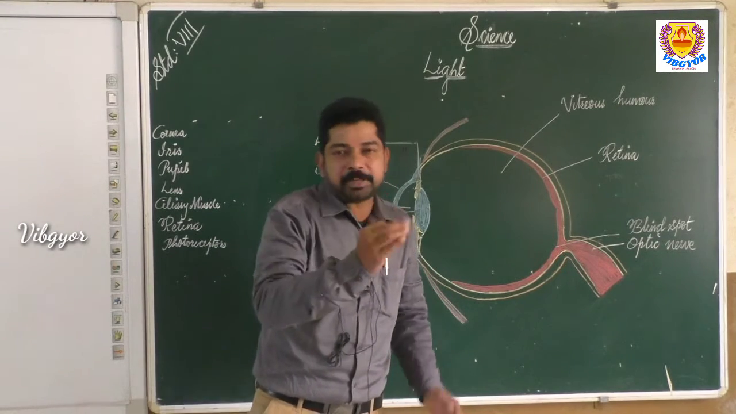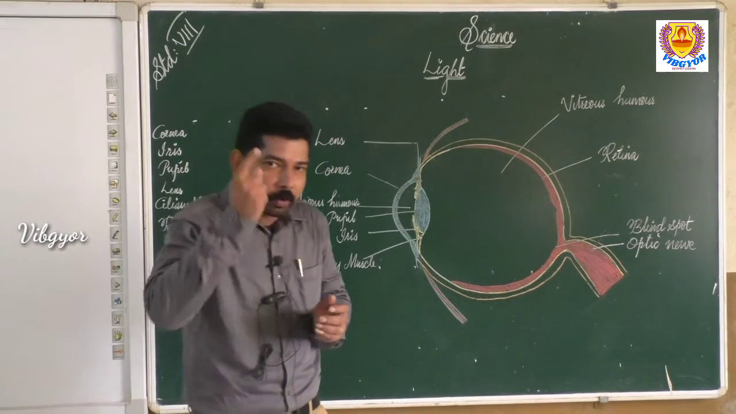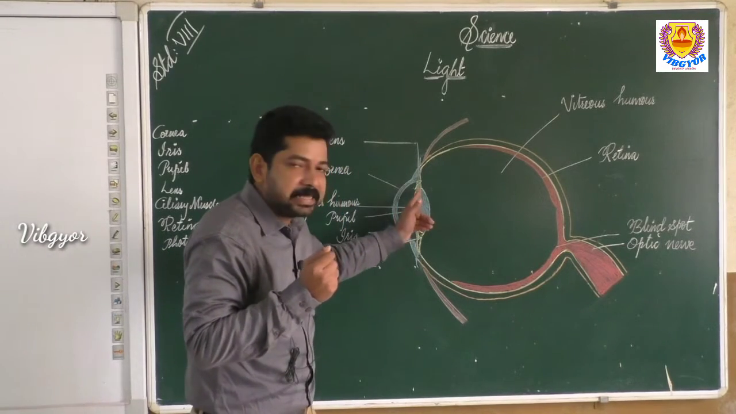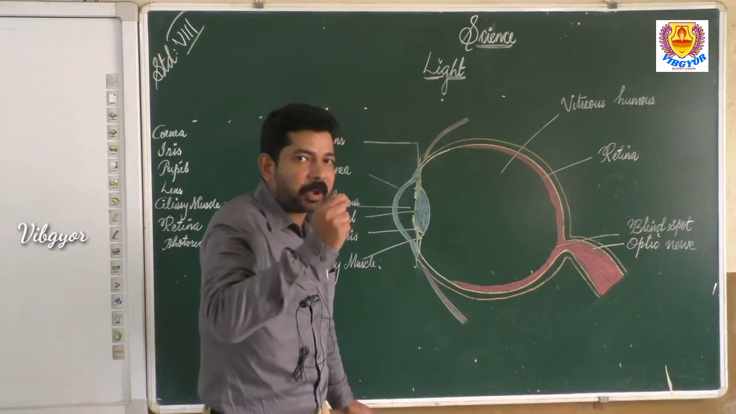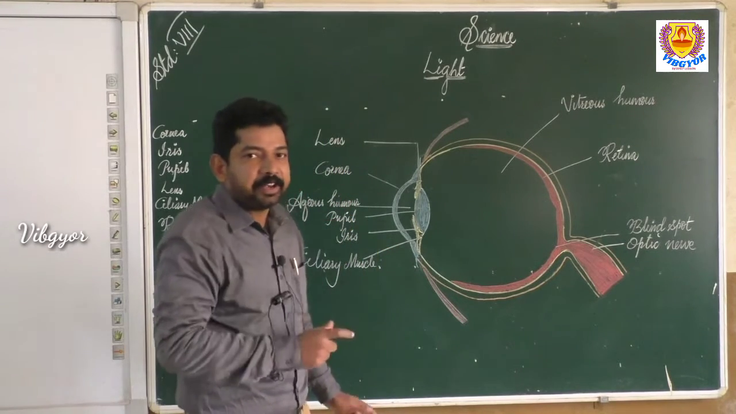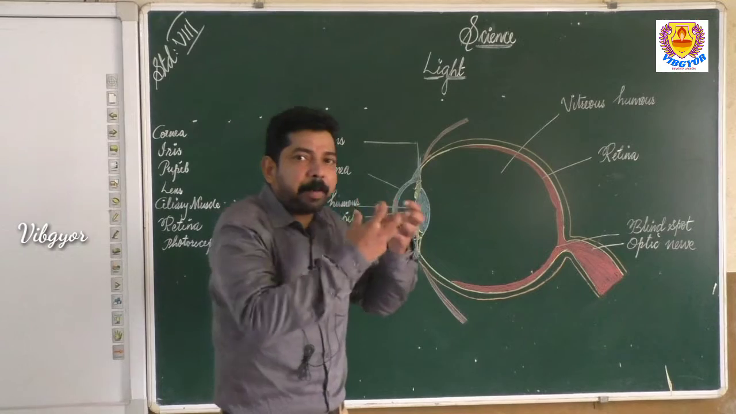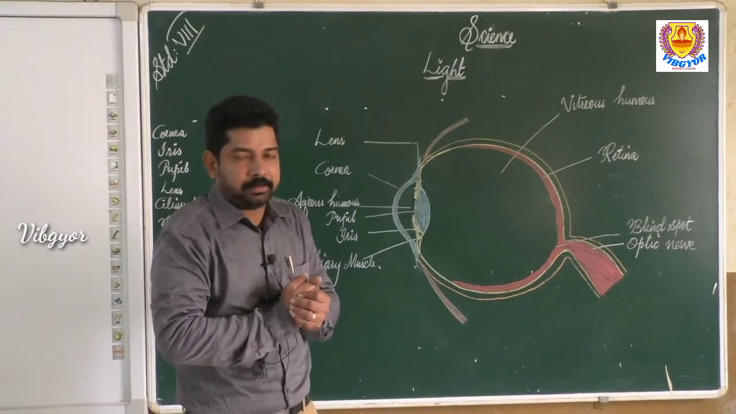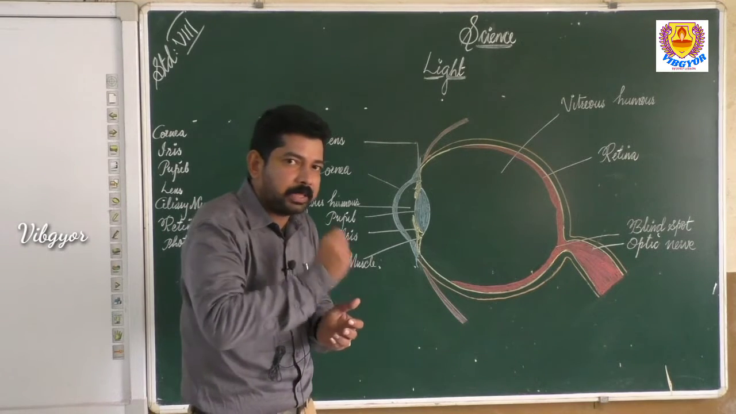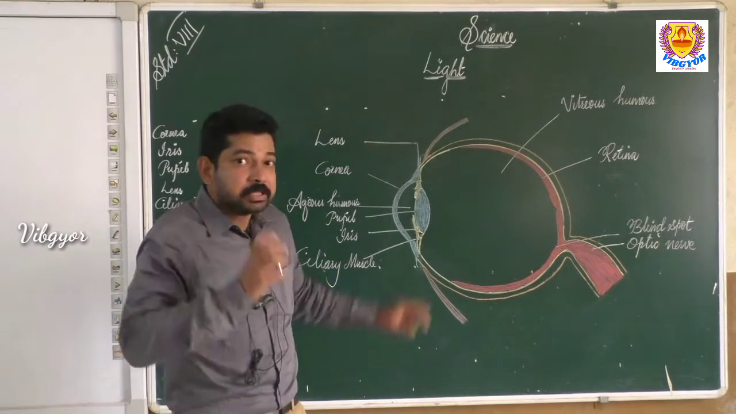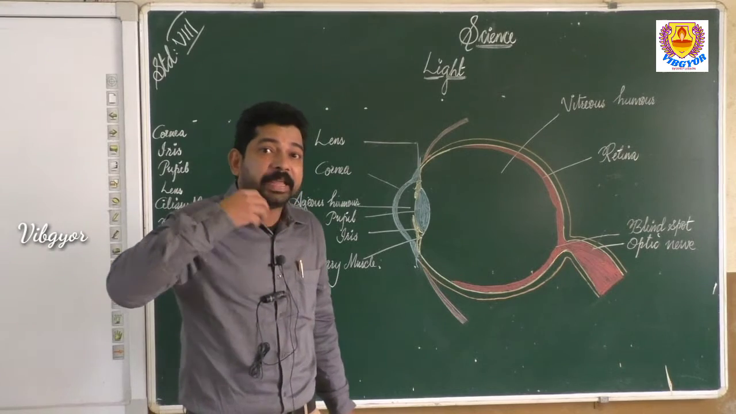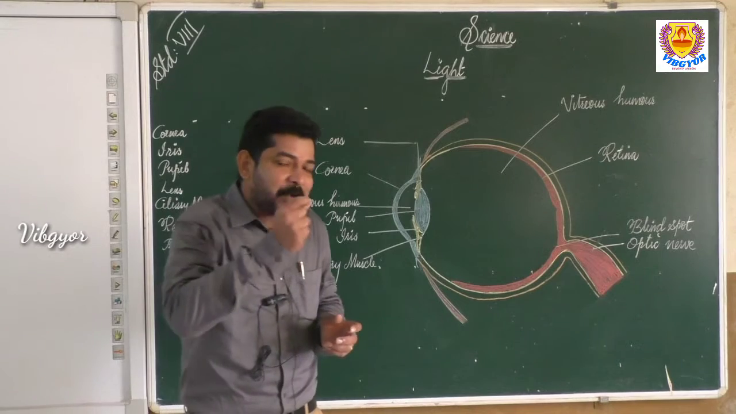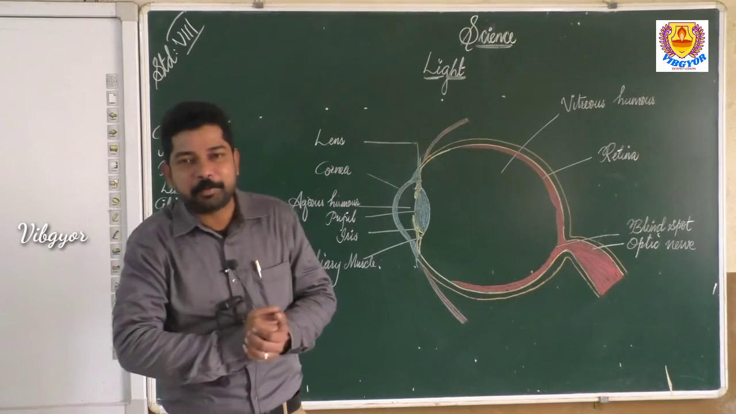Till now we have learned three parts. The first one, the cornea, is the outermost one. It is transparent, and behind the cornea there is the iris. The iris is a muscular, ring-like, flexible structure that can expand and contract. As it does so, it can control this opening. The iris can control the amount of light entering the pupil.